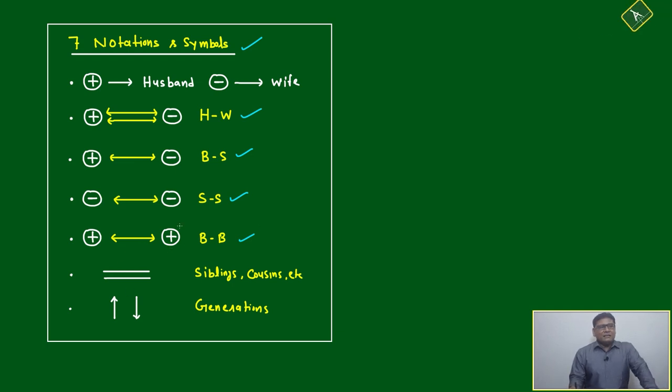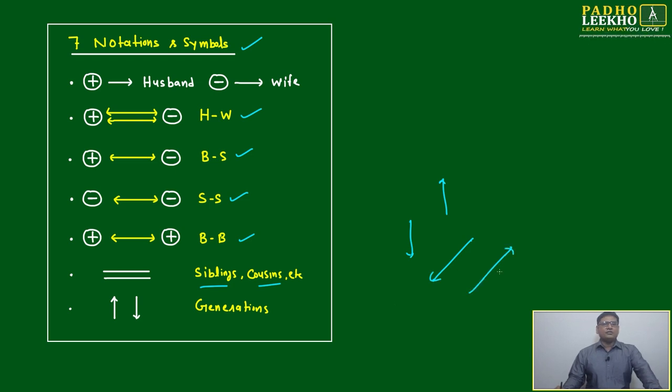If siblings are there in place of that, siblings or cousins, then what will happen? We will use the double lines without head, not a single head, it will be a double line. Generation gap: if we are coming down, then this, we are going up like this. In place of that, we can use the slant line also. Sometimes there is no problem, because the representation will be easy.